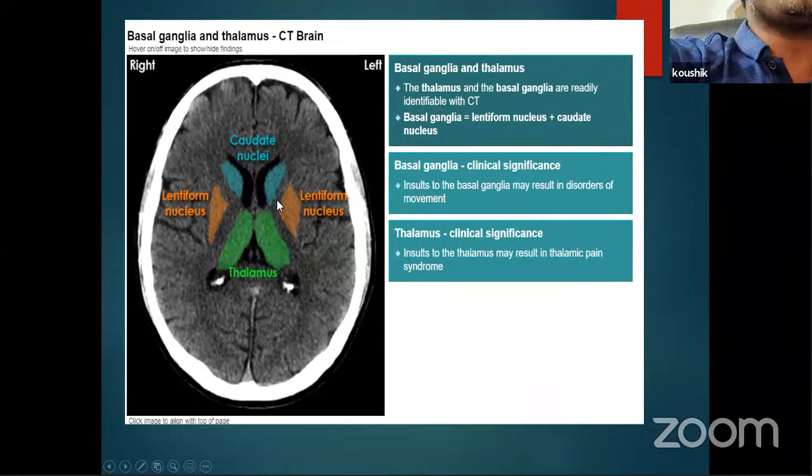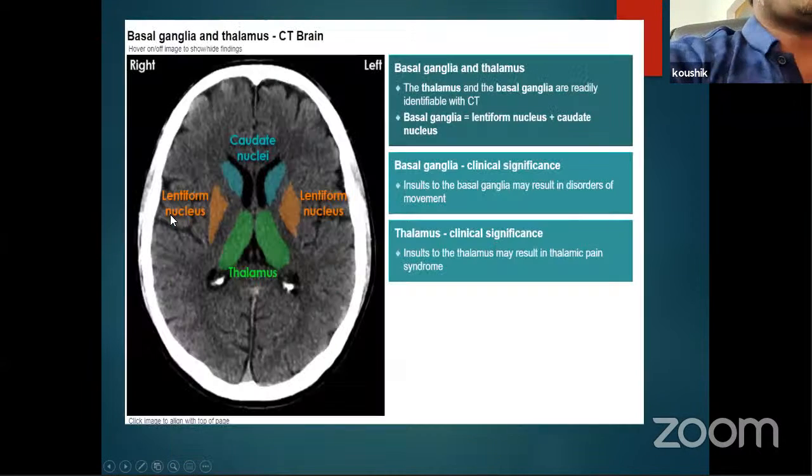Here comes the basal ganglia. These are the lentiform nuclei, head of caudate, and thalamus. This part in between the head of the caudate and lentiform nucleus is the anterior limb. This is the genu, and this is the posterior limb of the internal capsule.